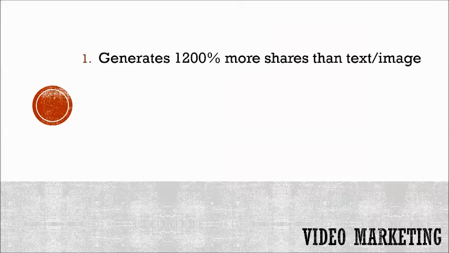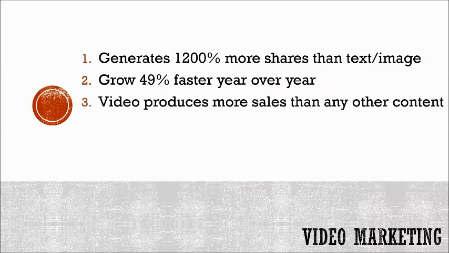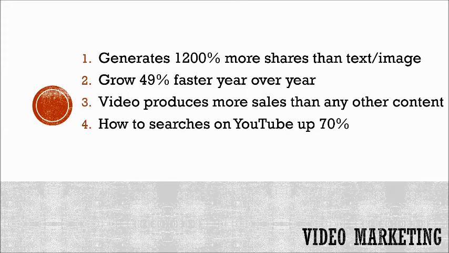So let's talk about why video marketing. It generates 1,200% more shares than text and image. Businesses who use video marketing grow 49% faster than those who don't. Video produces more sales than any other online content. And how-to searches on YouTube are up 70%. So we should be using all of these facts to our advantage and utilizing this in our social media marketing.